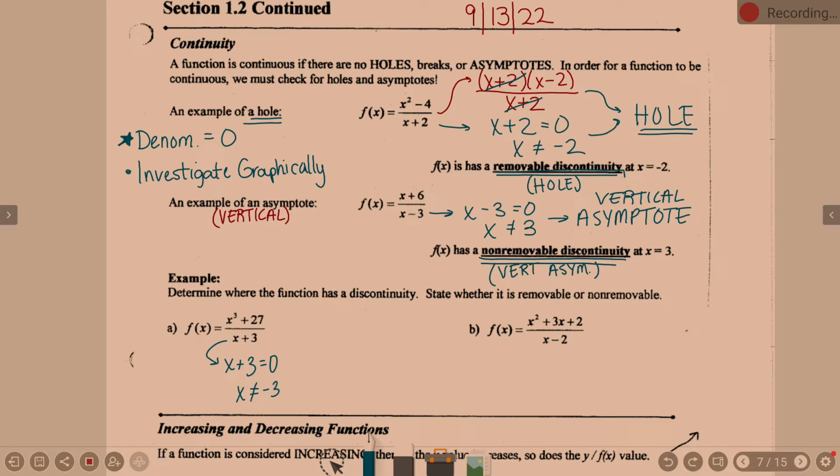So, okay, this is of the form, and I'm not going to spend a bunch of time on this, okay?